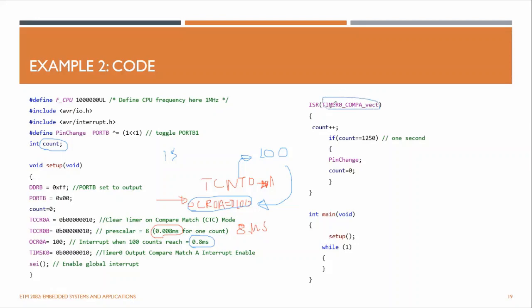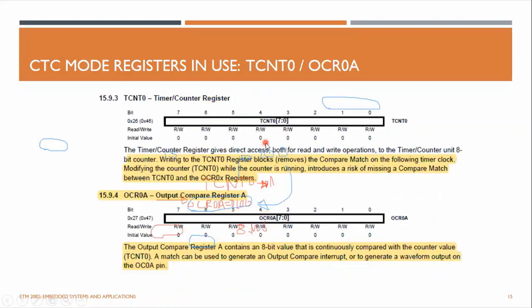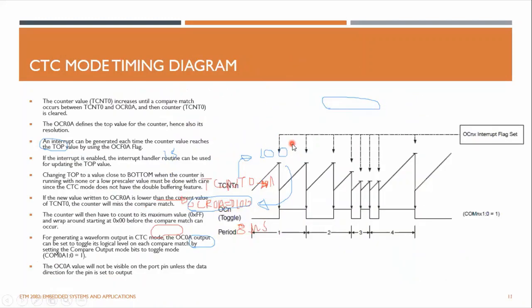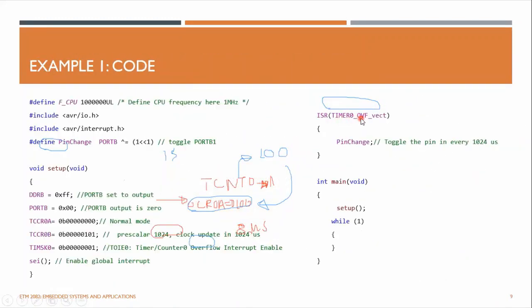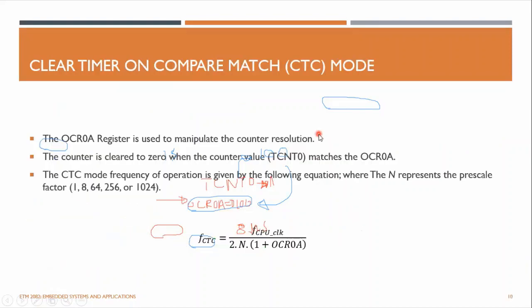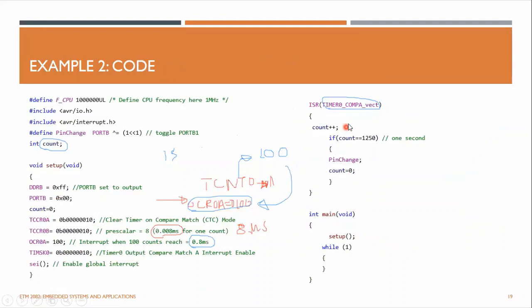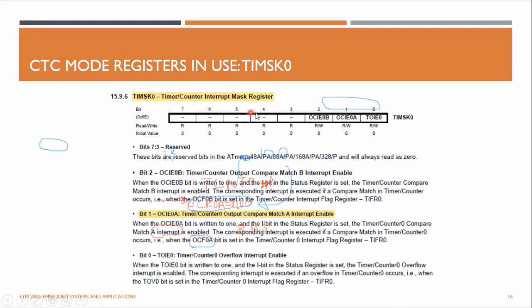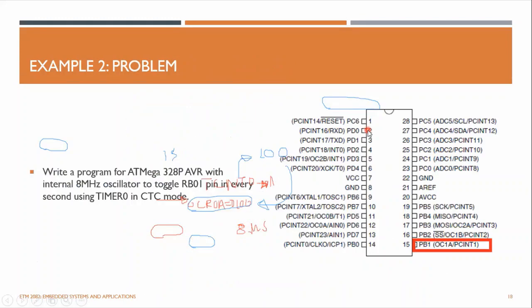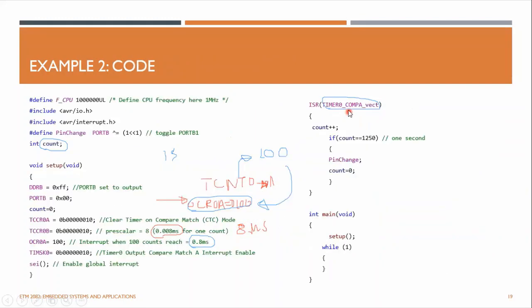It is not the overflow. If you compare this with the previous interrupt service routines, the previous code, we used the Timer 0 overflow vector. Now we are using the Timer 0 compare A vector, right? Because we are using the timer to generate a compare. Previously, we were using the overflow. So that's why we're using this vector.